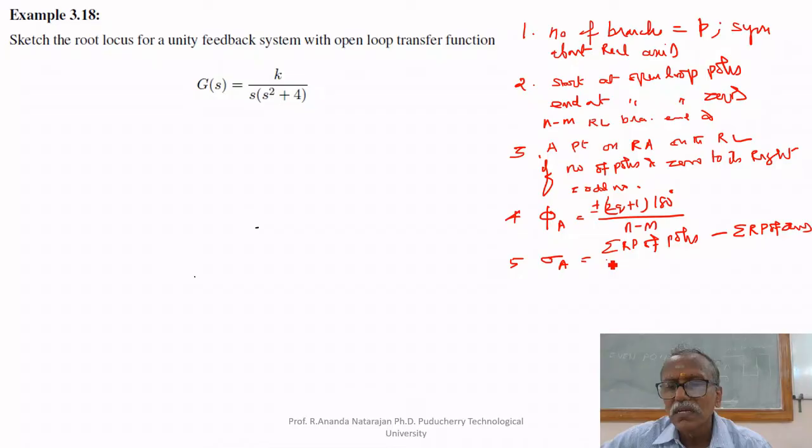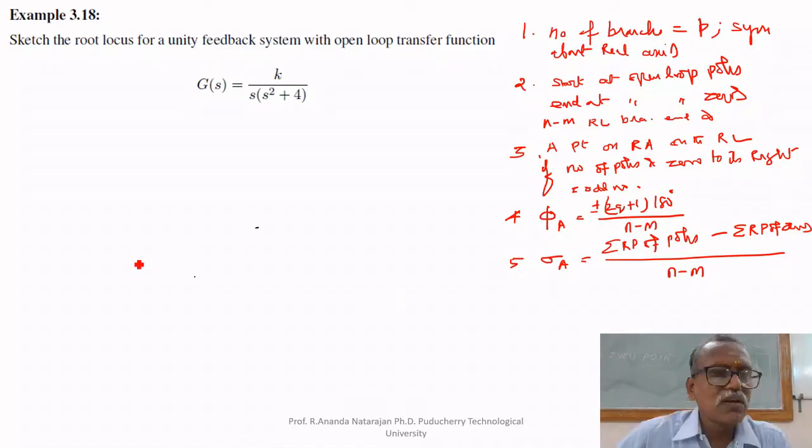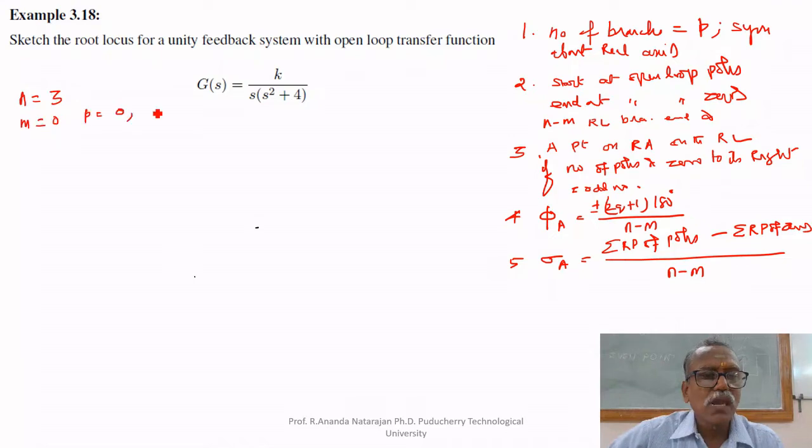These are the 5 rules already we have seen. By using these 5 rules, we can solve this sum. Sketch the root locus for a unity feedback system with the open loop transfer function G of s equal to K upon s multiplied by s square plus 4. What are the poles? N equal to what? N equal to 3. 3 poles are there. M equal to 0. The poles are 0, comma, plus or minus j2. Plus or minus j2 are the 2 poles.